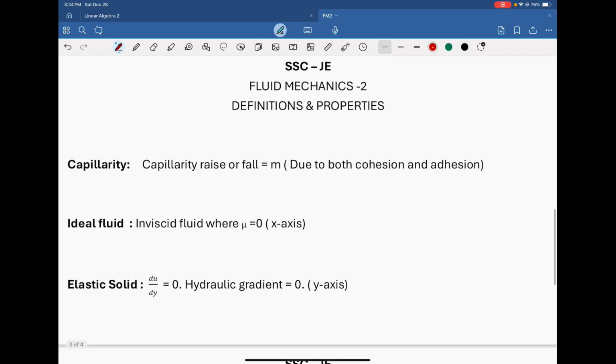Capillarity is due to both cohesion and adhesion. What is cohesion? Same liquid molecules attraction. Adhesion is between two surfaces, like solid and liquid adhesion.